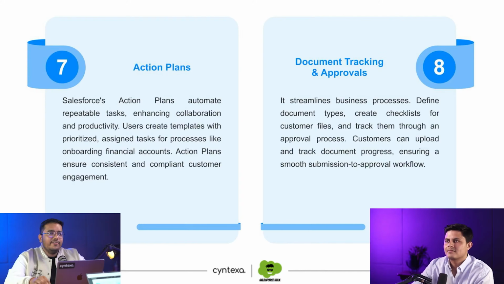Then we have action plans. Action plans are a way to automate repeatable tasks. Let's say whenever we are opening a savings account, there are certain things we want to do: capture and get the documents, verify them, then take a signature. We can create an action plan for that, and assign what the priority would be, what needs to happen first, and who it would be assigned to. Whenever that account gets created, you do not need to create those tasks for that user. The action plan would automatically create them.